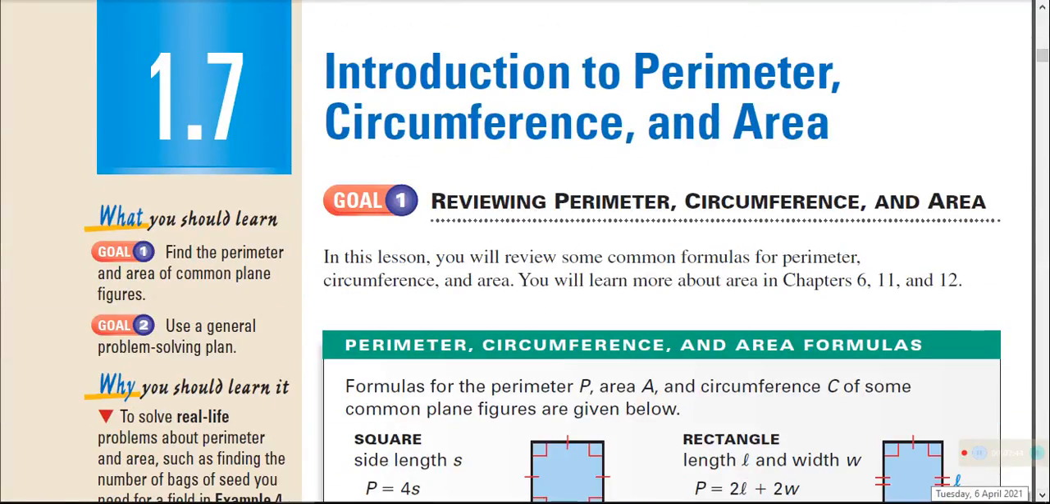Ay, hindi pa pala. Oh, introduction to perimeter, circumference, and area pa pala. Okay. So, hindi ko muna pala ikakat yung video. Mag-short discussion tayo for perimeter, circumference, and area.